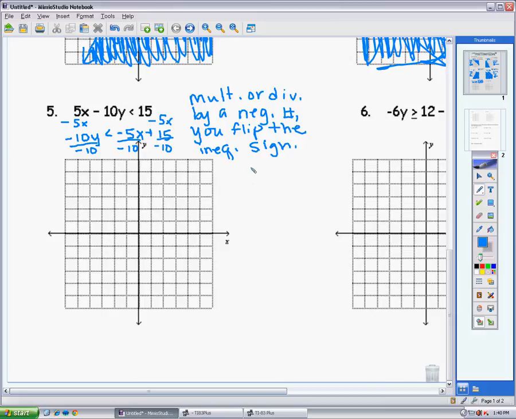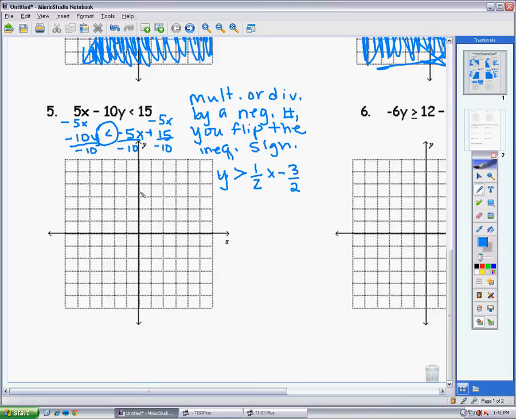Okay, that was in the last lesson, so I am dividing by negative 10, so that means I'm going to have to flip that sign. So my y is going to be now greater than negative 5 over negative 10 simplifies to 1/2 x, and negative 15 over 10 becomes negative 3 over 2. And you can have that as a decimal or not. I'm going to leave it as a fraction.